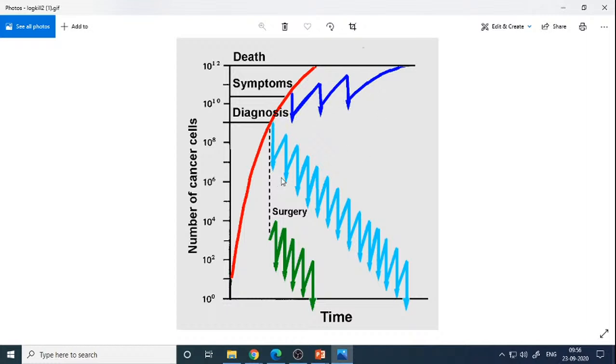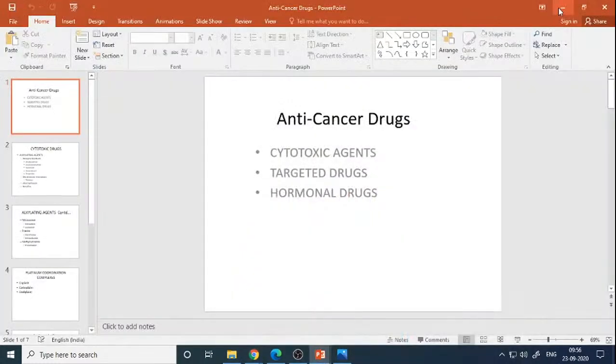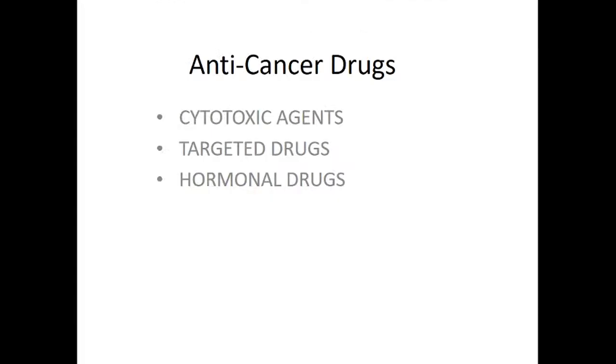So this is the principle of treatment of cancers. Now there are lots of drugs that are used in treatment of cancers. So there are cytotoxic agents, there are targeted drugs, and there are hormonal drugs. So what do we know about these cytotoxic agents, the targeted drugs, hormonal drugs?